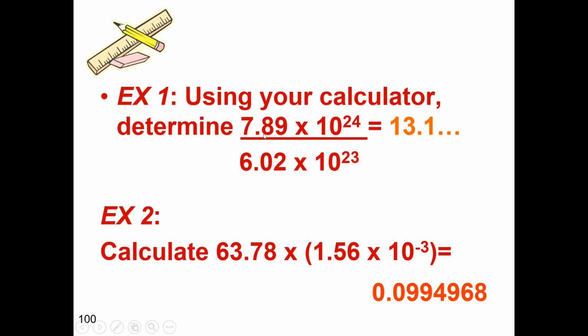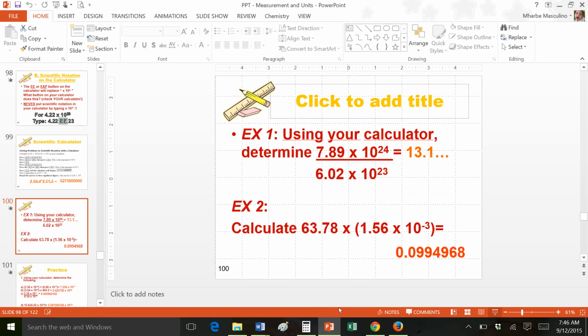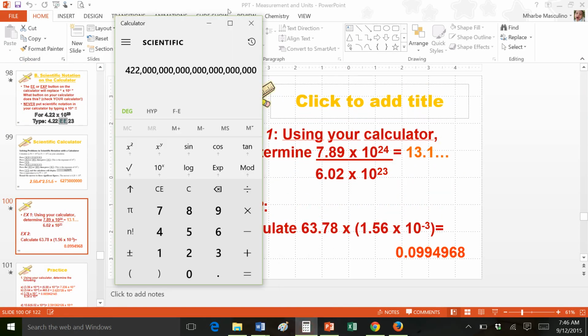You have 7.89. Actually, I'm going to pull up my scientific calculator again on my computer so you can see the calculation here. Hit clear. I have 7.89 right here. I'm going to hit my EXP button, and then I have 24. Notice I did not hit times EXP. I didn't hit my caret button, none of that.